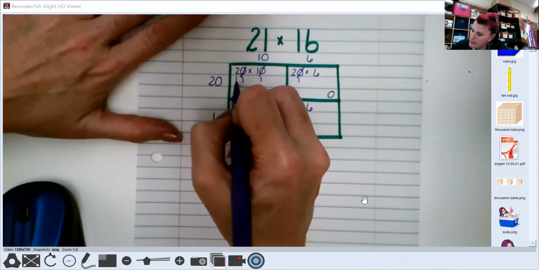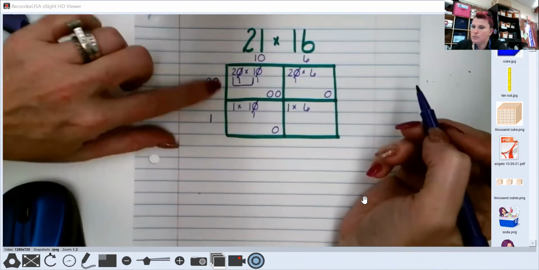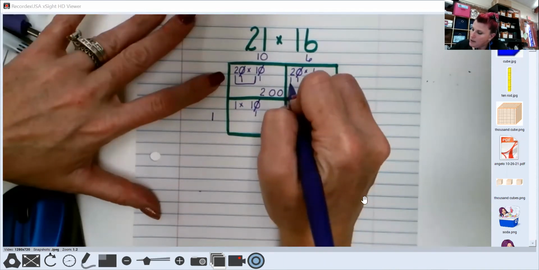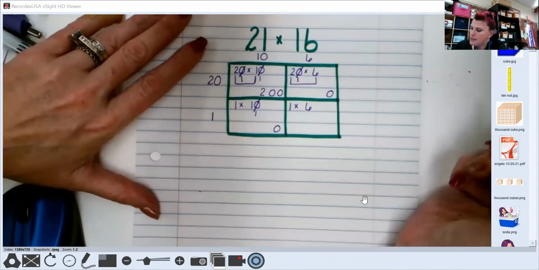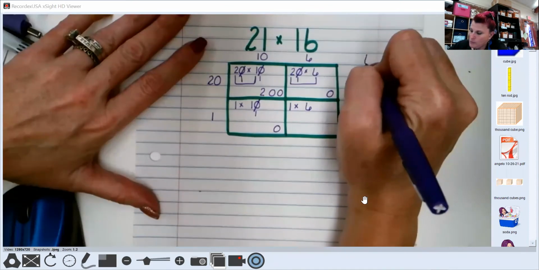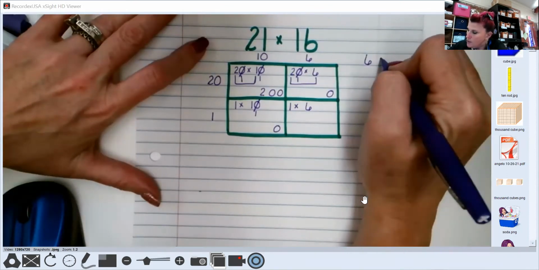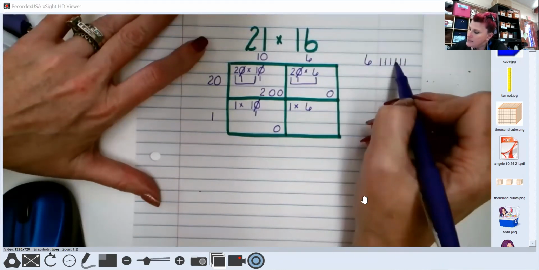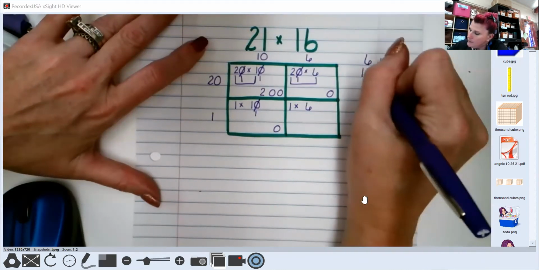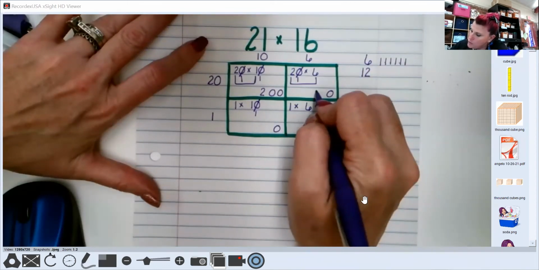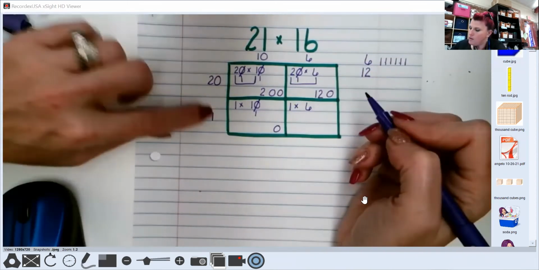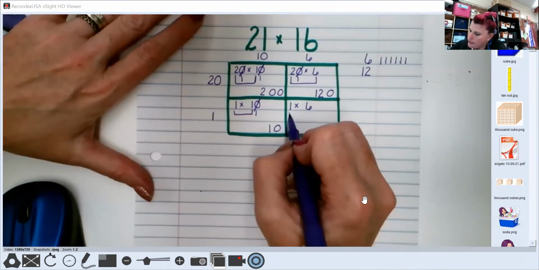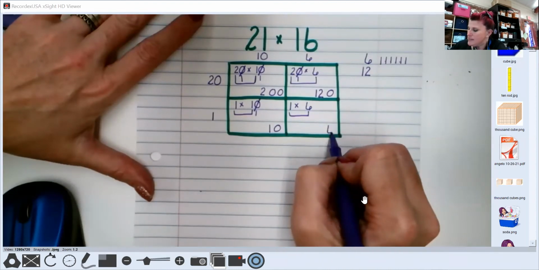Now it is the multiplication of the other numbers. So 2 times 1 is 2, because that's 1, 2. And then I have 2 times 6. If I can't remember my multiplication, I'd use my strategy. 6, 1, 2, 3, 4, 5, 6, and then 6, 7, 8, 9, 10, 11, 12. And that's the second time I've used the number 6. So that's 12 in front of here. 1 times 1 is 1, and 1 times 6 is 6.